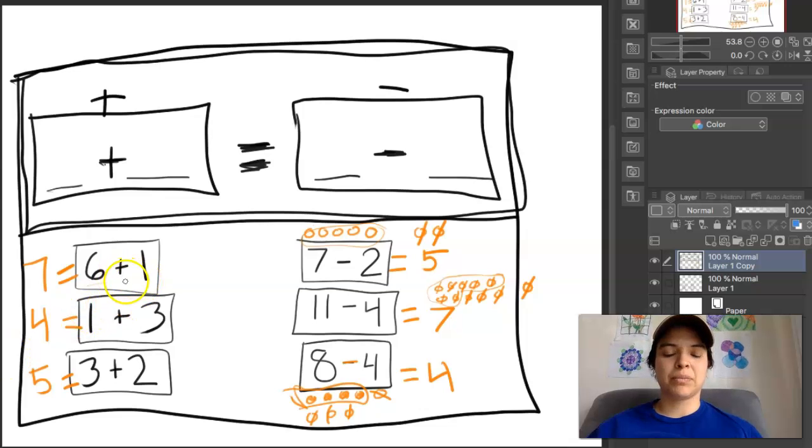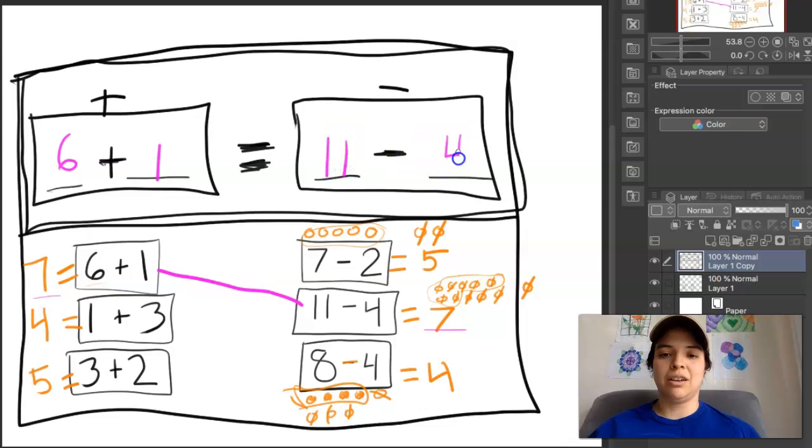So let's see. Well, this answer way over here was 7. Ooh, and we got a 7 on this side, so I know that this sentence pairs with this sentence. 6 plus 1 equals 11 minus 4. So if I was even going to write that out, it would be 6 plus 1 is the same as 11 minus 4. Pretty cool, pretty cool.